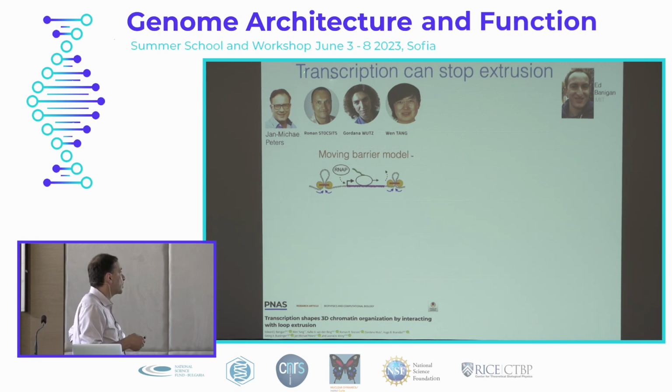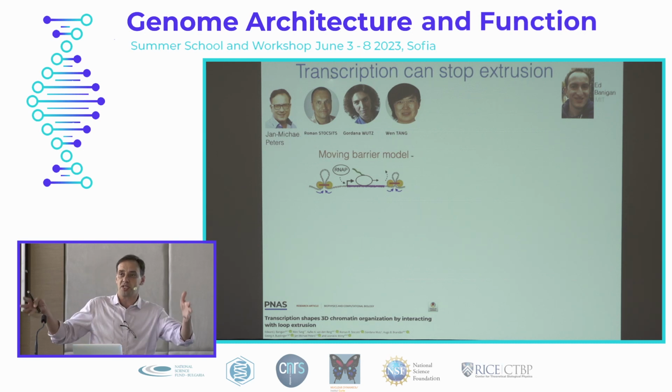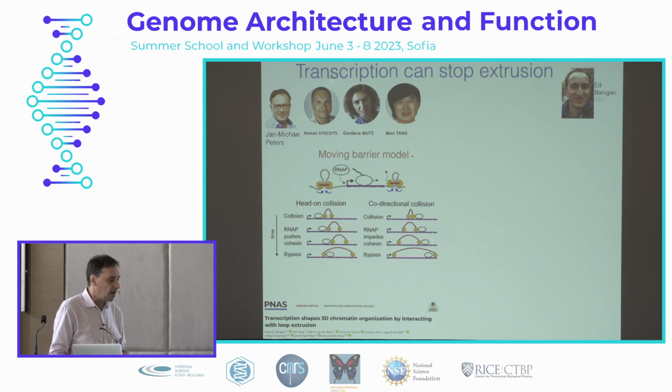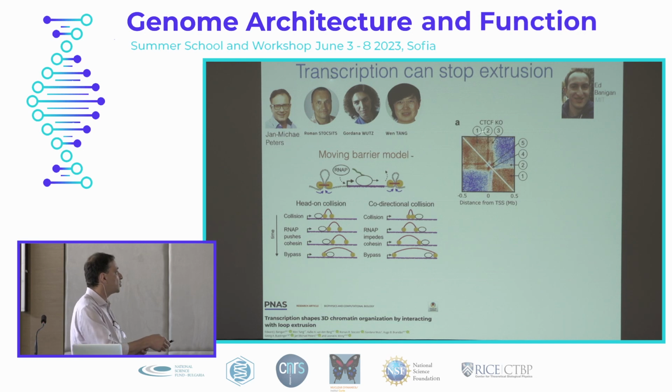Another paper that we published with Jan-Michael Peters' lab was an exploration of what's the effect of transcription on loop extrusion. Again, in the context of removing CTCF as the strongest barrier and increasing the abundance of chromatin-associated cohesin by the Wapl knockout, we examined Hi-C structures next to the genes. And that's how these patterns look.